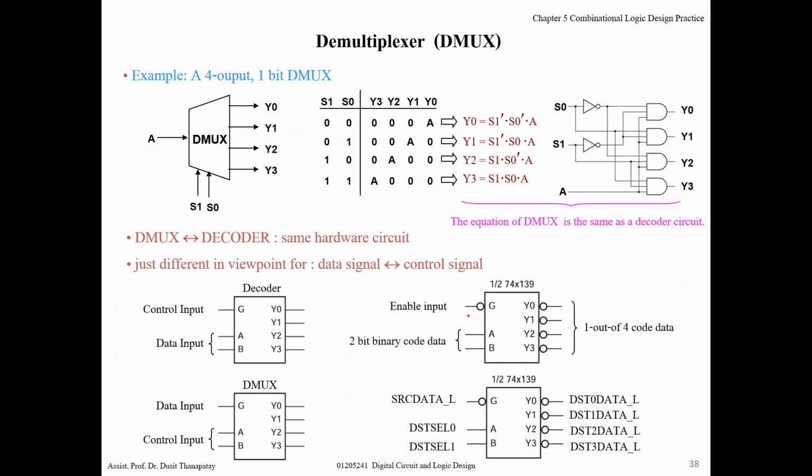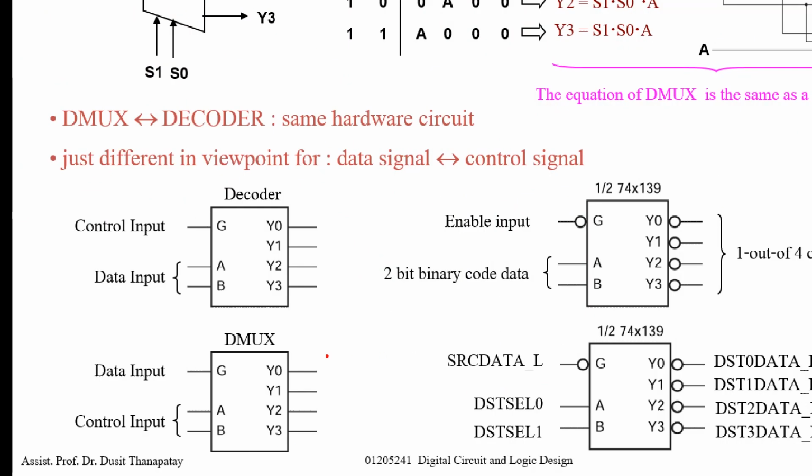Looking at this page, if you use it as a decoder, G is enable. Enable input is some kind of control input, and AB is the data input. For example, if AB is 00, Y0 is active if enable G is active. But for a demultiplexer, we consider the G terminal as the data input and AB as the control input. In this case, the control input works as a selector signal to control whether this data input goes to output Y0, Y1, Y2 or Y3.